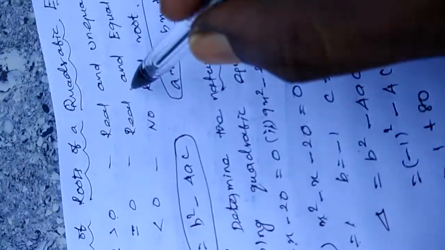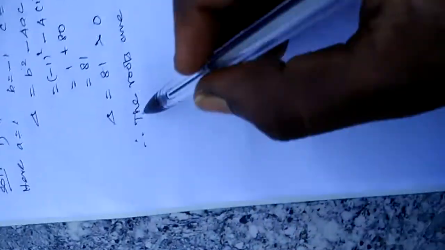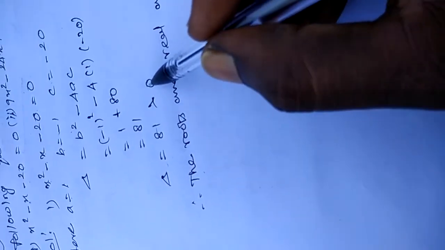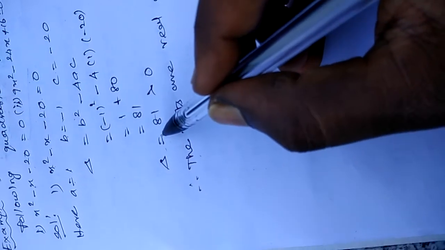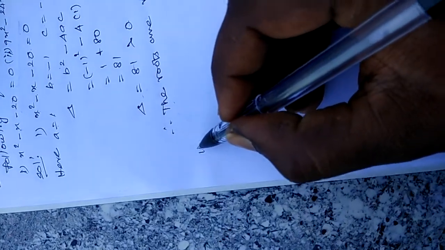Delta greater than 0, real and unequal. Delta equal to 0, real and equal roots. Delta less than 0, no real roots. So what is the delta here? Delta is a positive value, so greater than 0. So the roots are real and unequal.